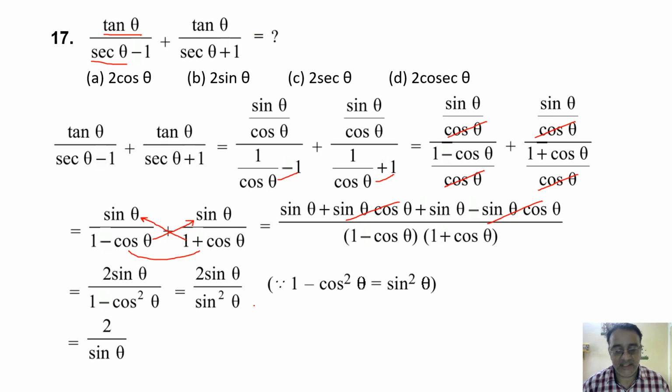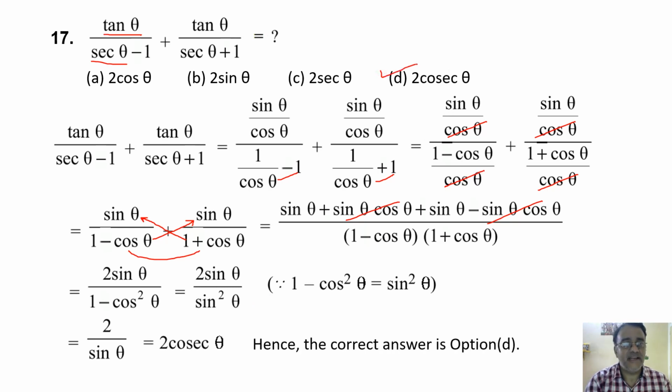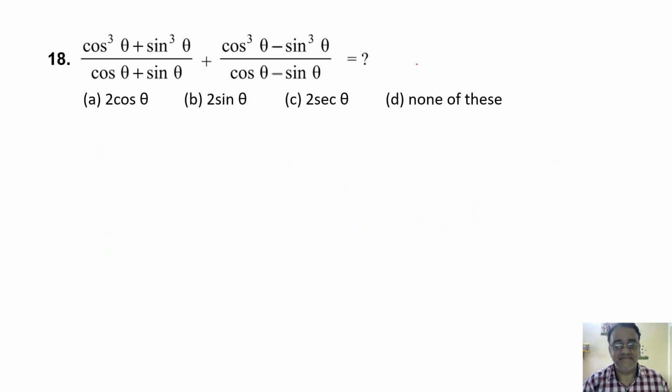So what is 1 upon sin theta? Cosec theta, right. So which option is the correct one? Option D. Any doubt in this question? Okay, fine. Now we are moving toward question number 18.